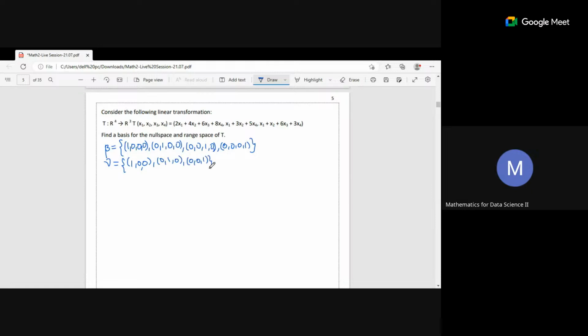Okay. So now with respect to this, if you want to find a matrix, what is the first step? Can you tell? Maybe we call this V1, V2, V3, V4. This is, let's say, W1, W2, W3. What is the first step to find the matrix? Yeah, what is the first step?